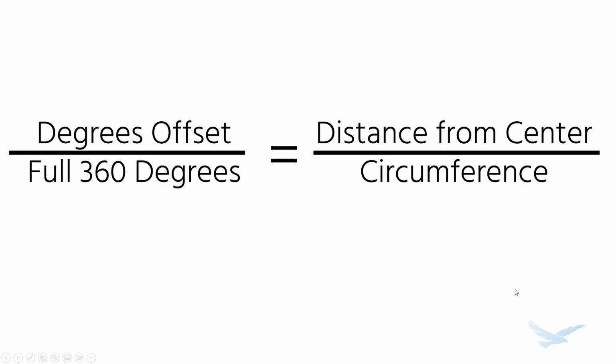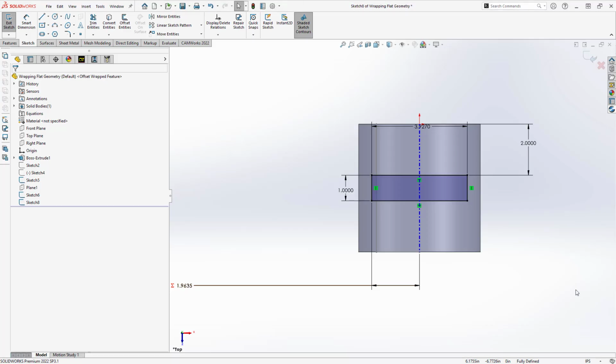And that's going to be the degrees offset over the full 360 equals the distance from center over the circumference. This is just a simple proportionality here. So I know that the full revolution of the part is 360 degrees, and that full revolution is a distance of the circumference. So all I'm really doing here is saying, well, if the degree offset, the number of degrees I want to be off from that center plane, is proportional to the distance from the center. So we're relating an angular dimension to a linear dimension. How that actually works in practice, let's take a look at the part file.